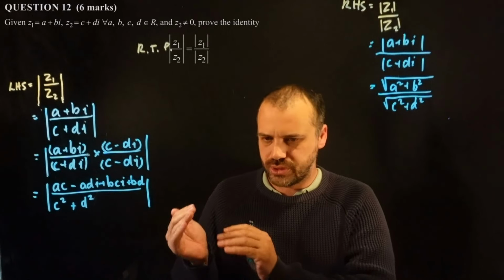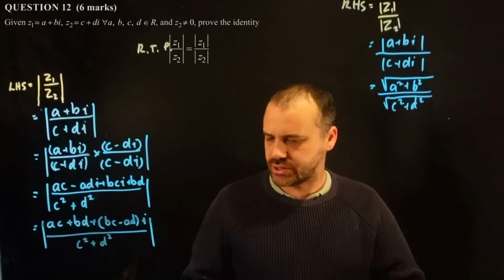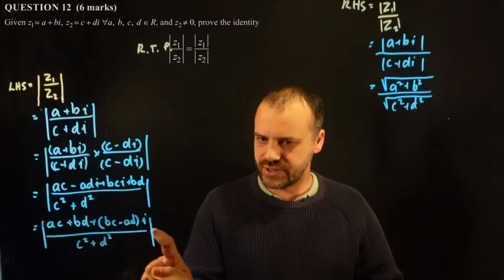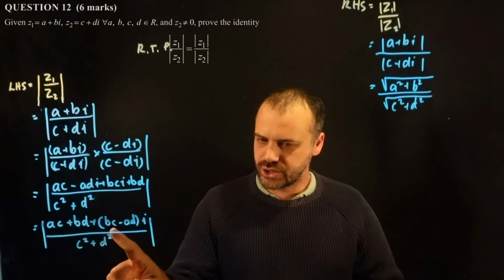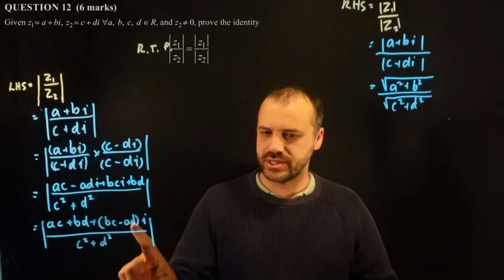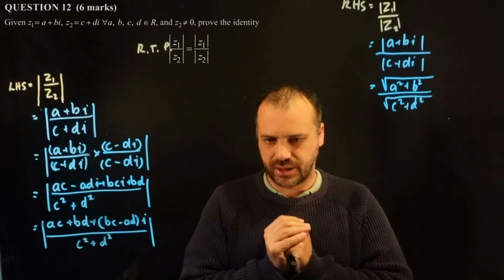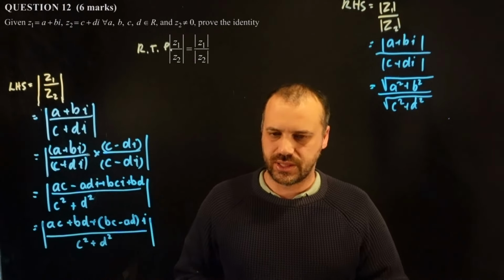So let's group those real components and group those imaginary components. All right, so I have AC plus BD, that's the real components. And then I have these imaginary components, BCi and negative ADi, which I write here as BC minus AD, with an i on the outside, a little bit of factorizing while I'm at it. And then it's still all over C squared plus D squared.